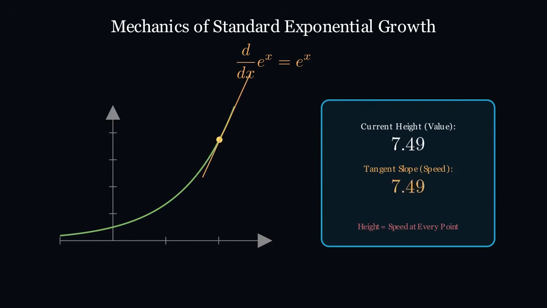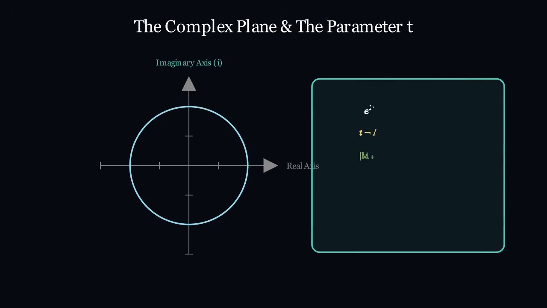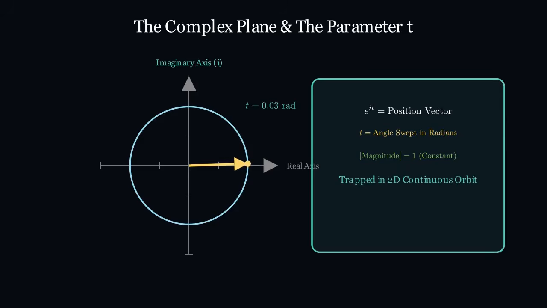When we introduce i, we are no longer moving along a one-dimensional line. We are operating in the complex plane, where the horizontal axis represents real numbers and the vertical axis represents imaginary numbers. In this two-dimensional space, numbers are vectors with a magnitude and direction, and the variable t acts as an angle measured in radians. When we write e to the it, we are describing a point moving continuously in this plane as the angle increases.